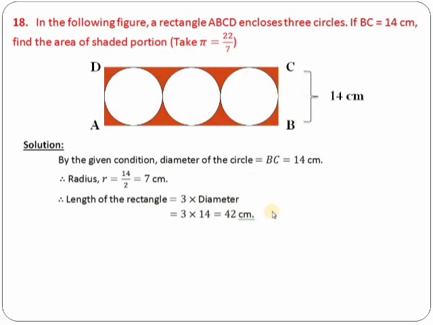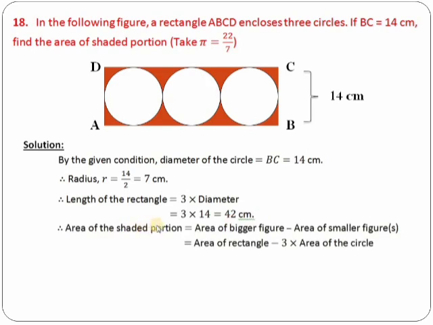So that's why we have the area of the shaded portion. All of you know the area of the shaded portion is found using this particular formula: area of the bigger figure minus area of the smaller figure. So here the biggest figure is a rectangle, so I've written area of the rectangle in front, minus we have 3 smaller figures which are 3 circles, so I've written here 3 into area of the circle. Okay, now put the formula.